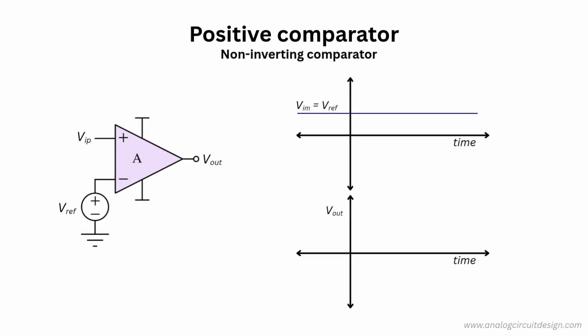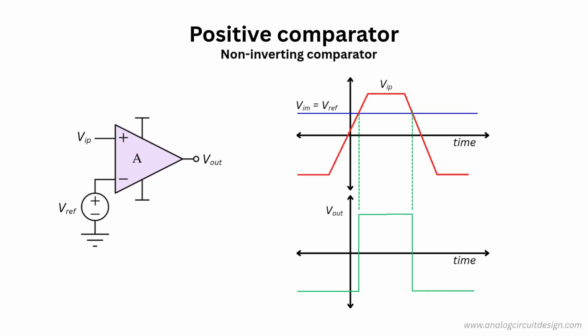A positive comparator or a non-inverting comparator is a comparator configuration where the input signal is connected to the non-inverting input and the reference voltage is applied to the inverting input. When the input signal is greater than reference voltage, the output moves to high, or VCC. When the input signal is less than reference voltage, the output goes low, or VEE. The output is moving in the direction of the input signal, hence called positive comparator.